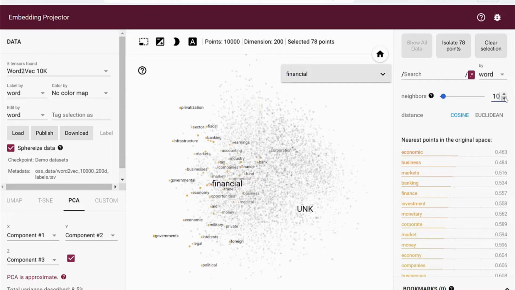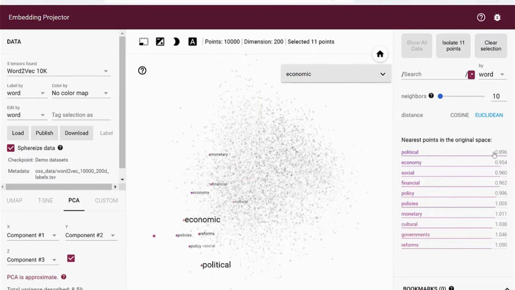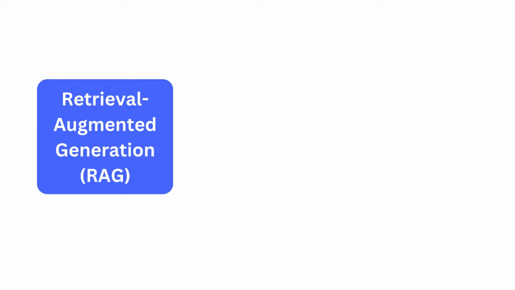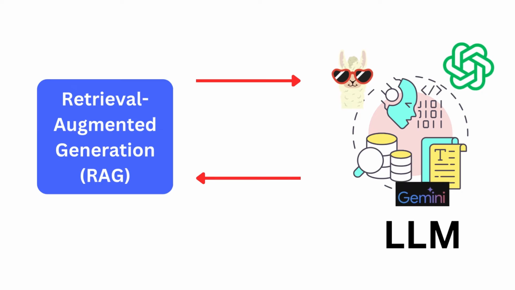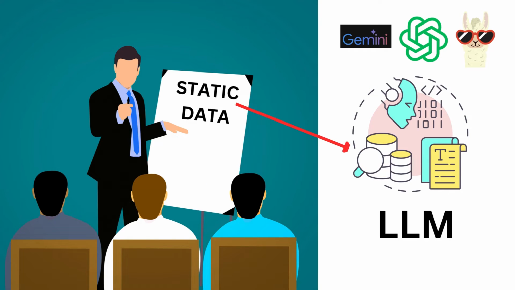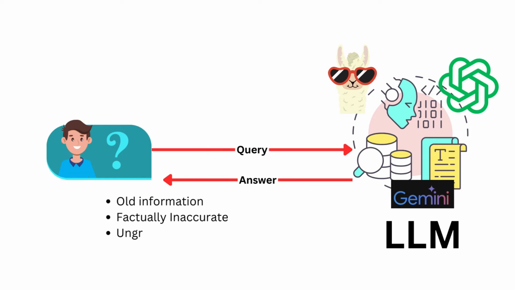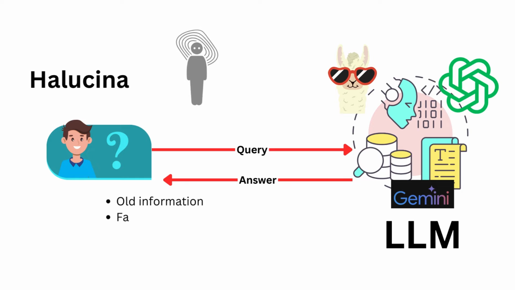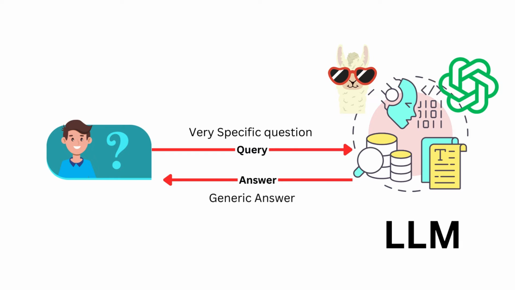So far, we have discussed vector embeddings and how they enable vector search to find similar objects efficiently. Now, let's explore how vector search enables the Retrieval-Augmented Generation system and how it helps LLMs overcome the limitations of large language models. Large language models are trained on static data, which can lead to the generation of factually inaccurate or ungrounded information, a phenomenon known as hallucinations. Additionally, LLMs often provide generic information that may not be useful for users seeking personalized or context-specific responses.